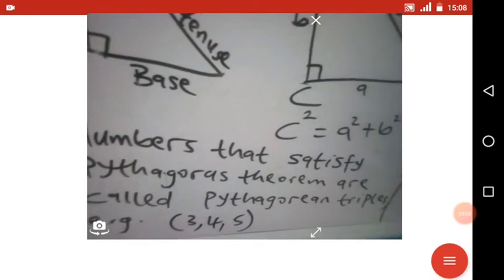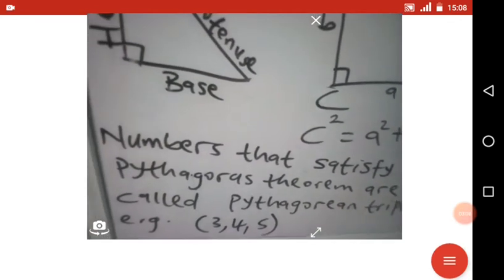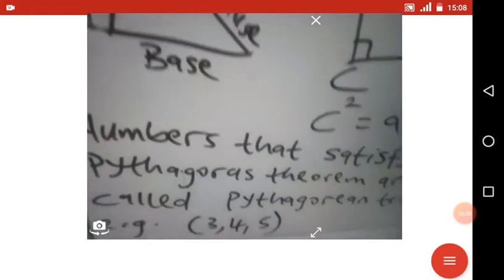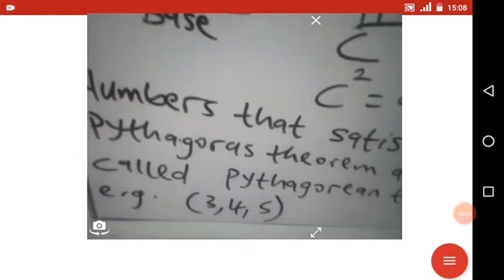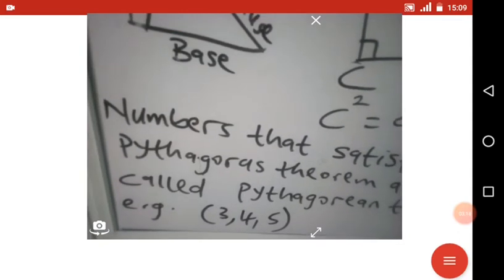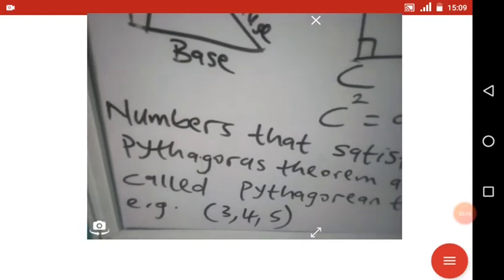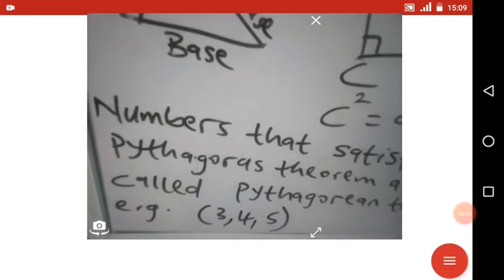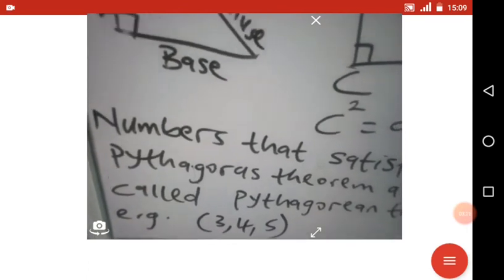Now, the numbers that satisfy Pythagoras theorem, the numbers that we use in Pythagoras theorem, we call those numbers Pythagorean triple. For example, 3, 4, 5, that set of numbers is called Pythagorean triple. For example, if you square 3, 3 square is 9, and 4 square is 16. If you add 9 and 16 together, you get 25. And the square root of 25 is 5, you can see. So that's a Pythagorean triple.